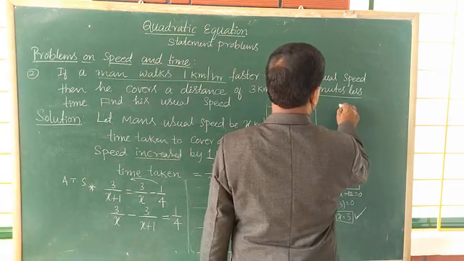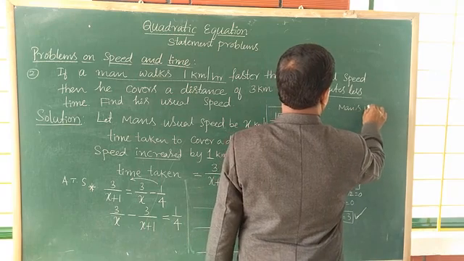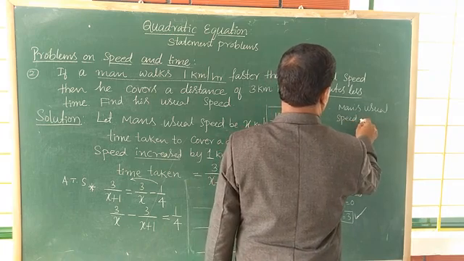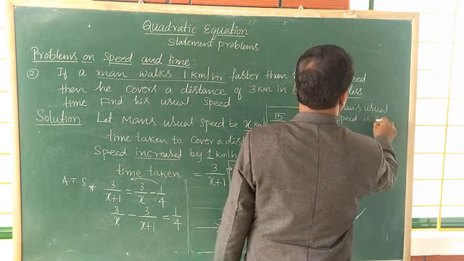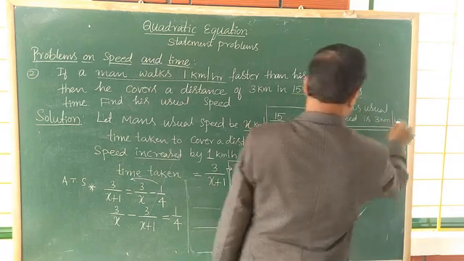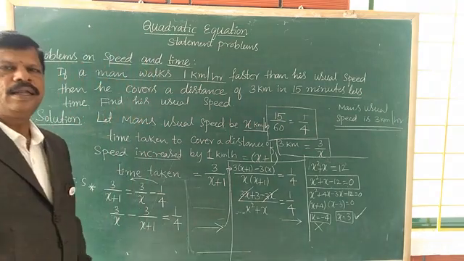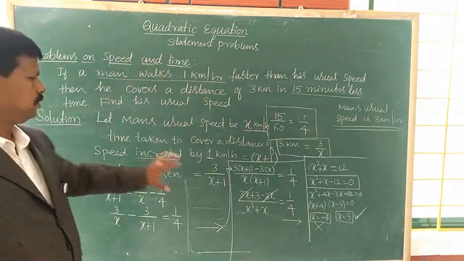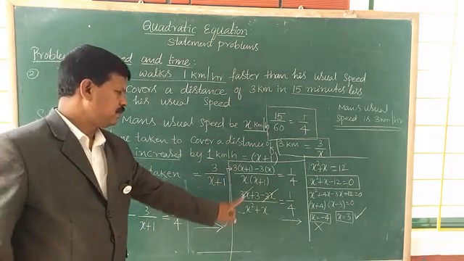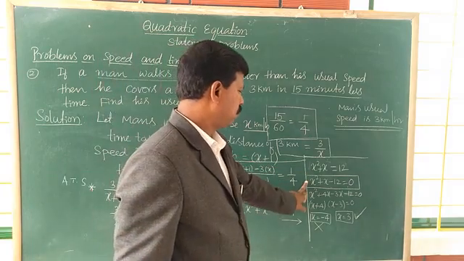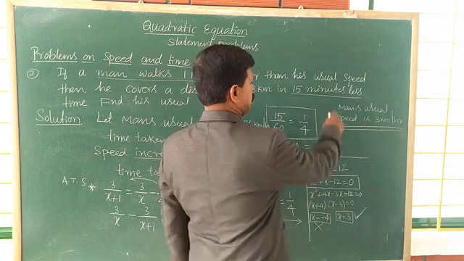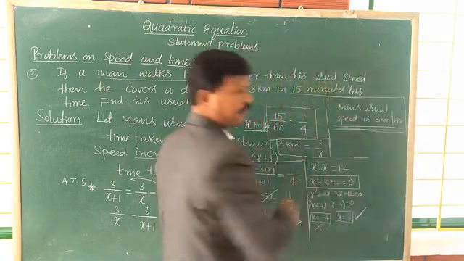Therefore, man's usual speed or normal speed is 3 km per hour, because speed cannot be negative. Clear this? So look at this carefully. After this, here is one quadratic equation, factorization and simplification. So the answer is this. Clear?